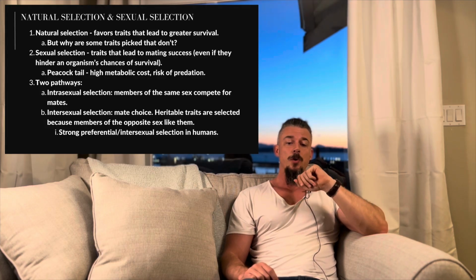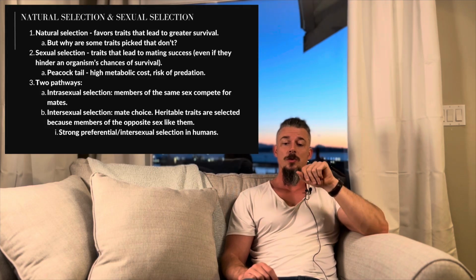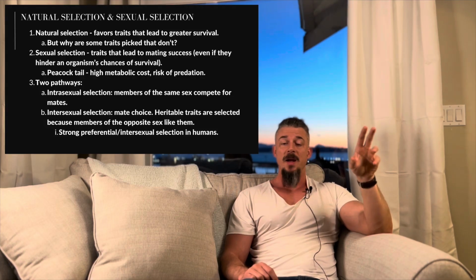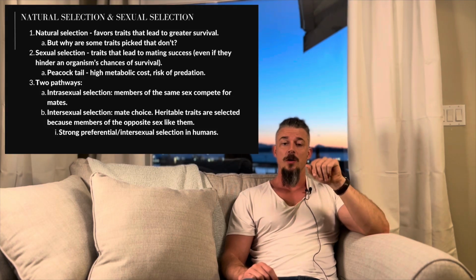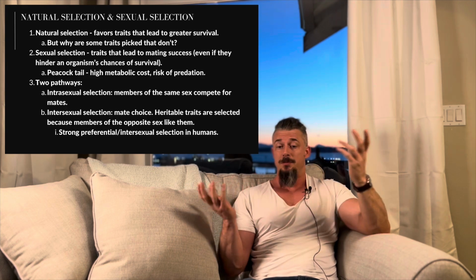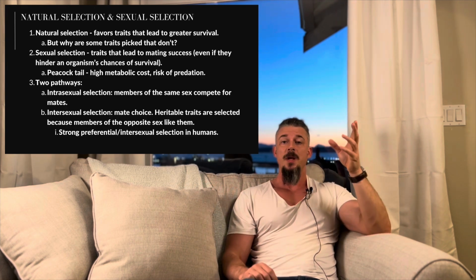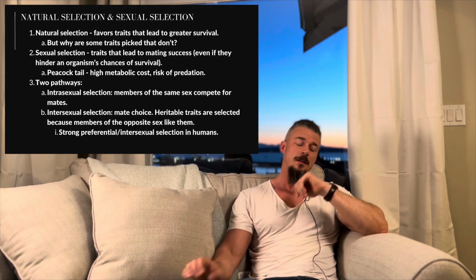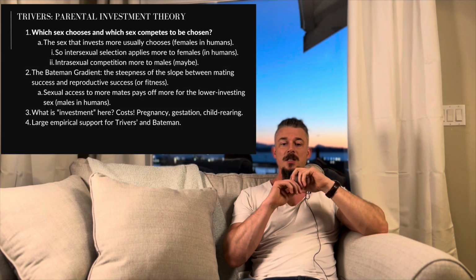In human beings, important, we see strong preferential or intersexual selection. Some animals are not like that. Human beings are, right? There's a high degree of mate choice, particularly perhaps in a modern environment. Women pick the males that they like. Let's go on now to the next slide.